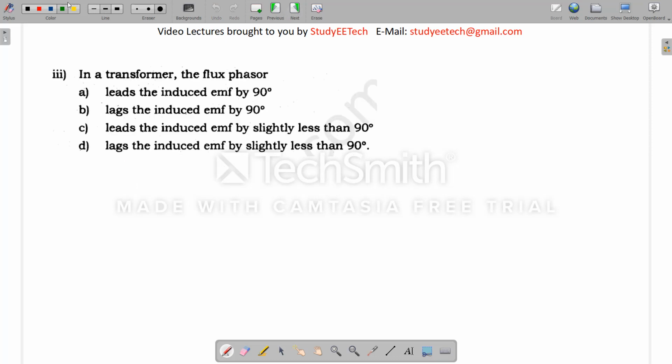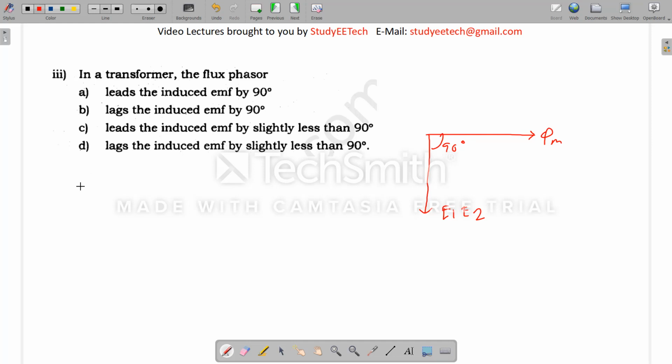What is the next question? In a transformer, the flux phasor. This question also we have discussed. If we look at the transformer phasor diagram, we will see this is the mutual flux phi m, and here there is E1 and E2. So there is 90 degrees. We can say the flux phasor leads the induced voltage by 90 degrees.